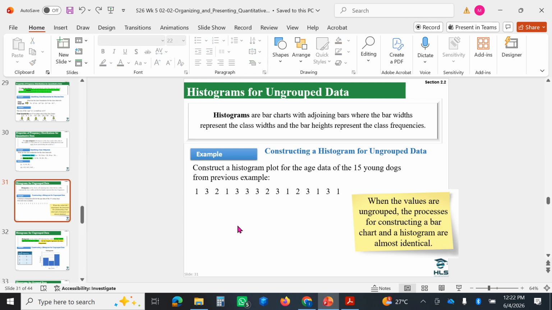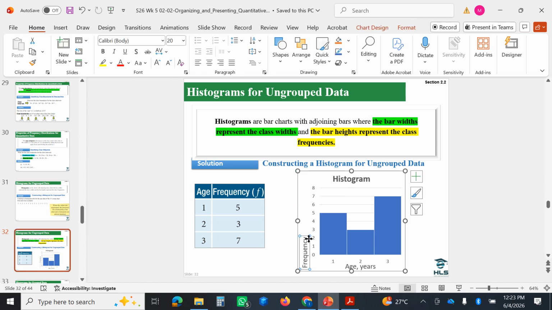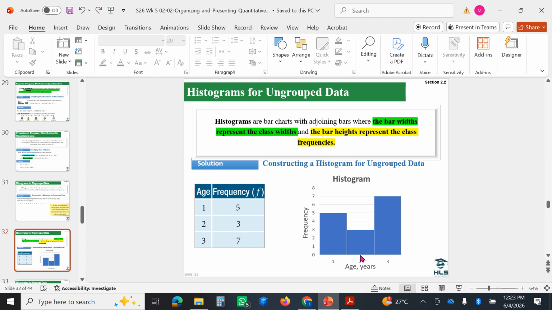15 young dogs, years 1, 2, and 3. We did our tally chart. We did our frequency, as you recall. And now have a look at the histogram, where frequency goes up the top. That's your y-axis. Your x-axis right here is always your information, your bins. And you'll notice that they are touching.